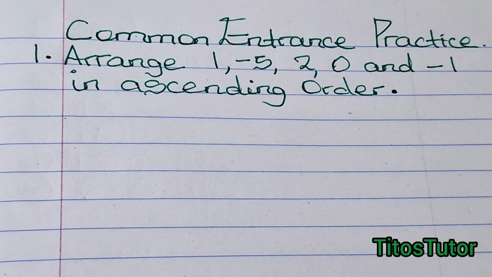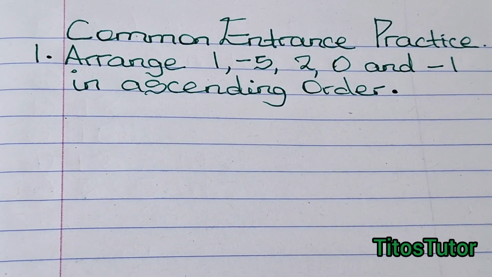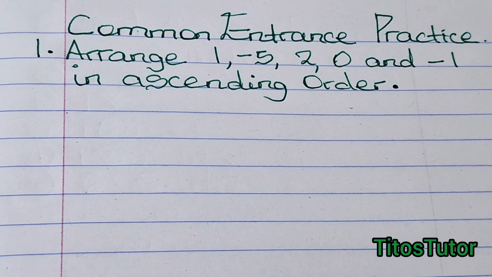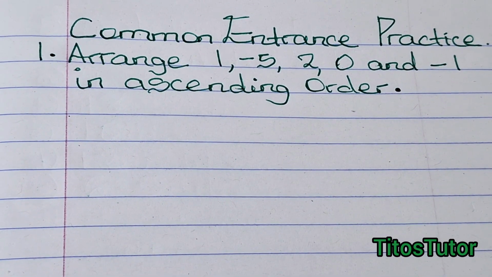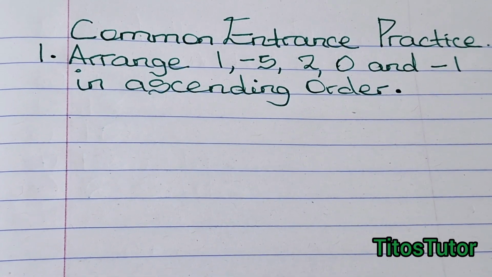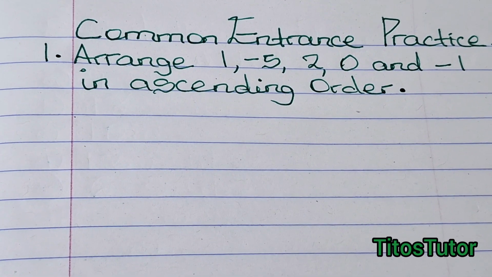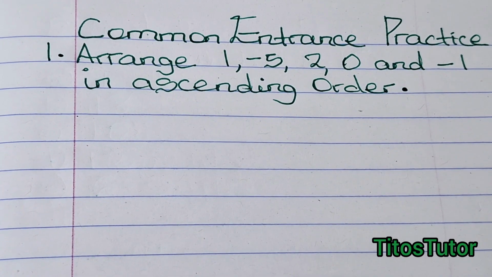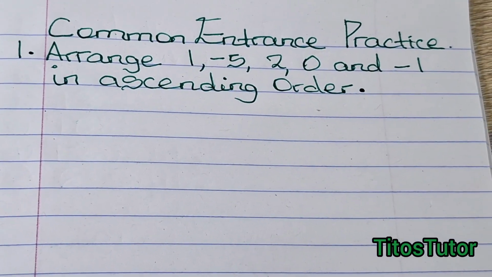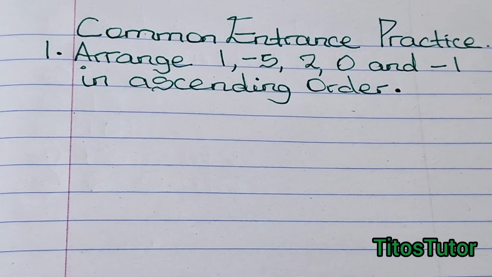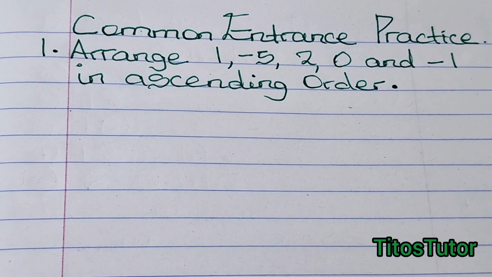Today's video, we're going to continue with our common entrance series. We have 5 questions in this video that we'll be solving, which will help you in preparing for your common entrance into year 7. Okay, so our first question to be considered today is arrange 1, -5, 2, 0, and -1 in ascending order.